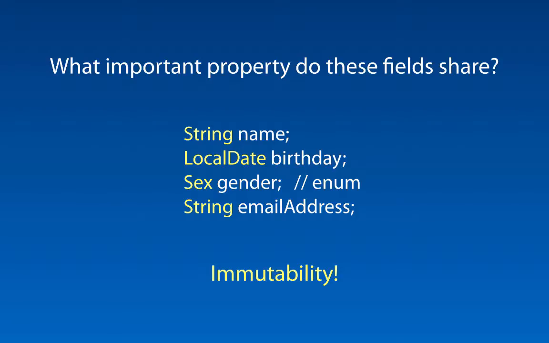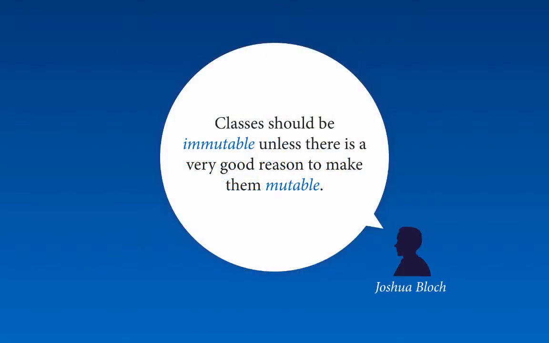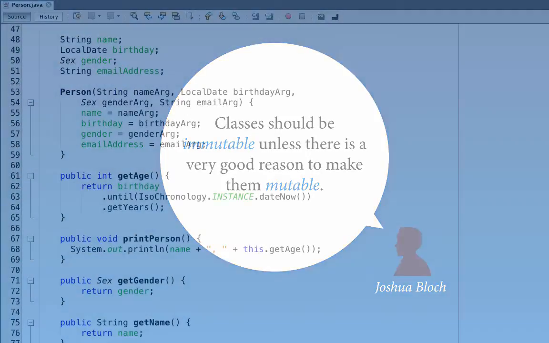Recognizing and understanding the distinction between mutable objects and immutable objects is one of the most important things you can learn in Java. One of the things that Joshua Bloch emphasizes in his book Effective Java is that you should make every class immutable unless there's a very good reason to make it mutable.